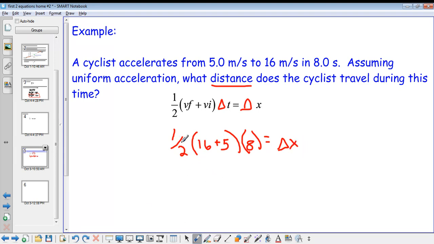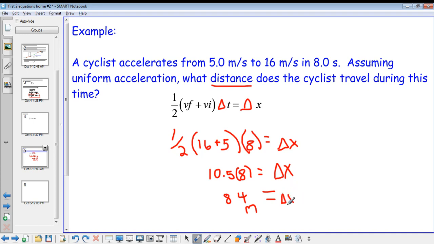So half of 21, because 16 plus 5 is 21, is 10.5. So I'm going to end up with 10.5 times 8. It's going to be delta x. And 10.5 times 8 will get you 84 meters.